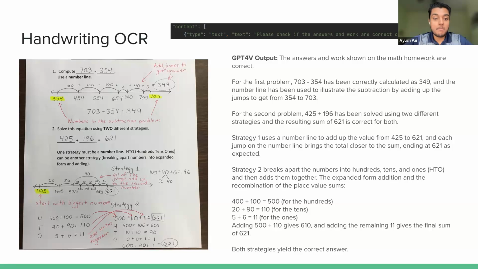And this can open up many, many avenues within business and education. It gives a full analysis here. It's saying the answers and work on the math homework are both correct, and then it gives a full analysis of how this math homework works. Obviously, this is a very basic example, maybe first or second grade homework, but you can see how this can be scaled up to college level math and beyond, and really revolutionize education in a lot of ways.